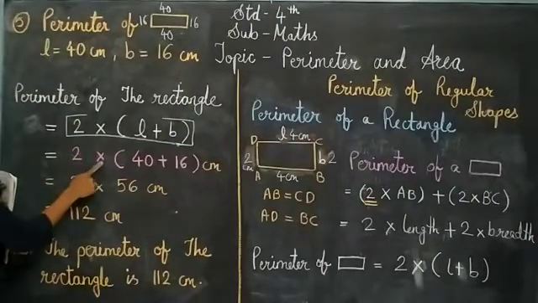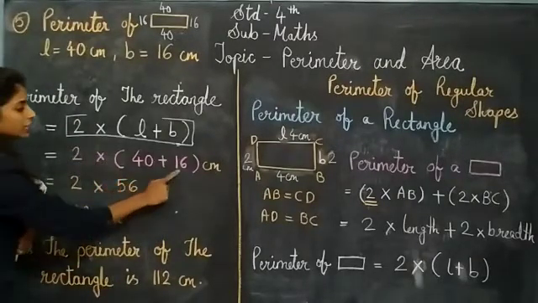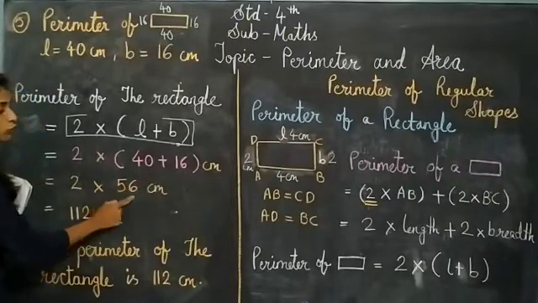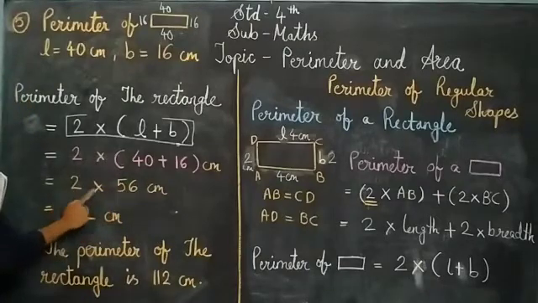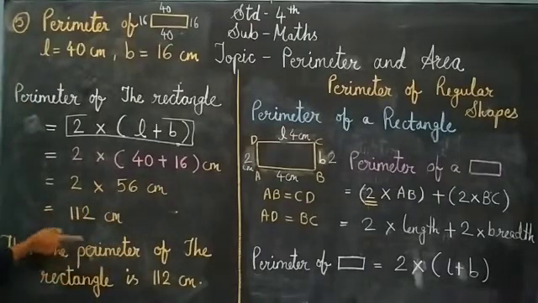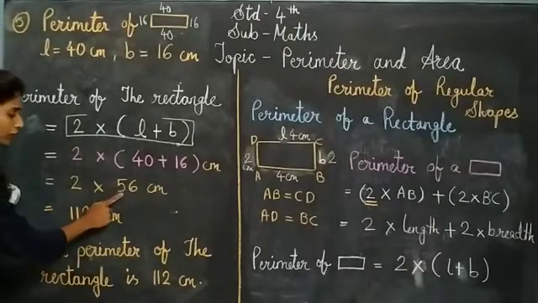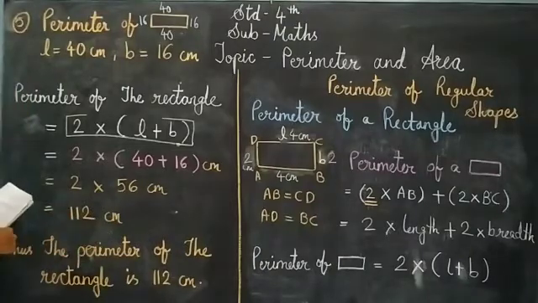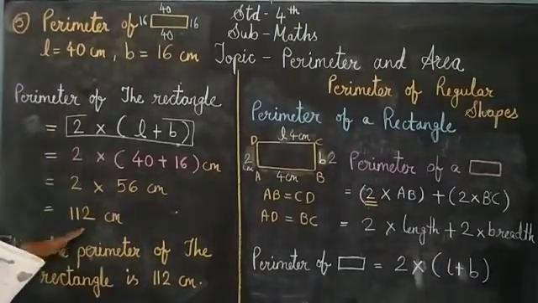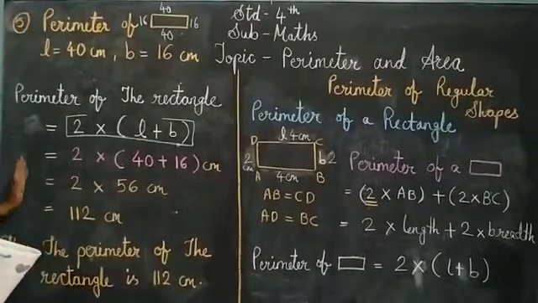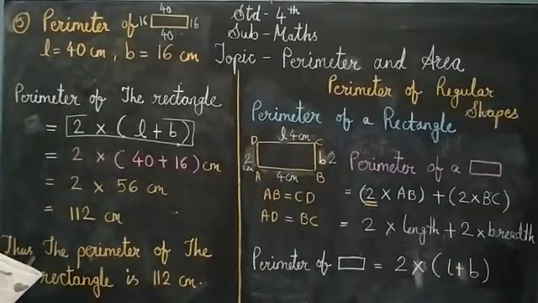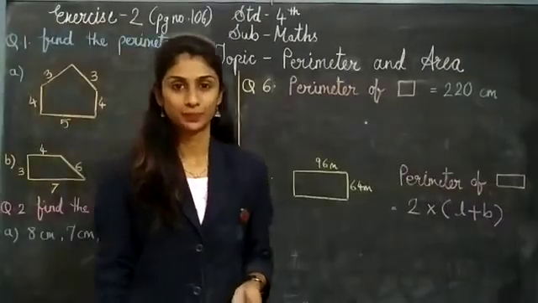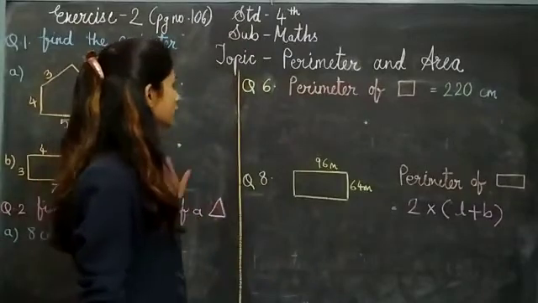Again 2 will come as it is. Multiply will come as it is. And let us solve this now. 40 plus 16 is equal to 56. Then again next step we have to do multiplication. And when we multiply 2 with 56, we get our answer 112 centimeter. So children, this was the formula and this was our answer. And at the end you have to write, thus the perimeter of the rectangle is 112 centimeter.